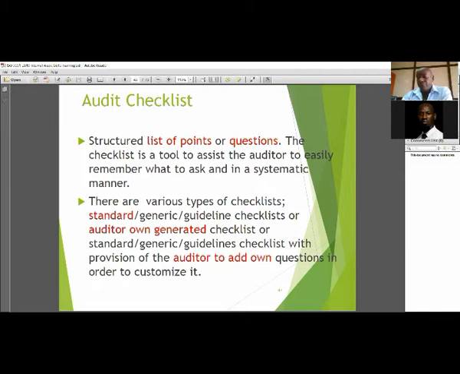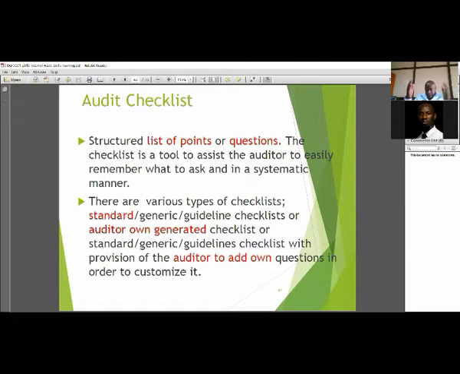It could be in form of questions, so you can write, show me your targets, or others will just write targets. Then they know what they'll ask question to do with the targets. They'll ask question to do with the competence, or they could be resource points or even questions. There exist various types of checklists. There could be the standard checklist or generic checklists.